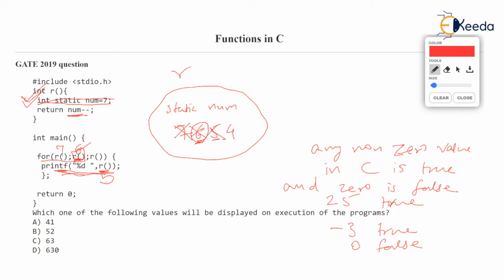Now the printf is going to print 5. So this is the correct option B. But anyway, let's continue. The first output is 5. Now what happens? After the job is done, whenever the job is over, the for loop will always go back to its change part, isn't it? This is the change part.